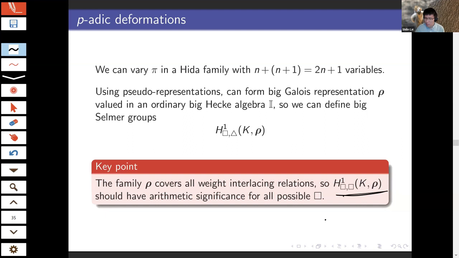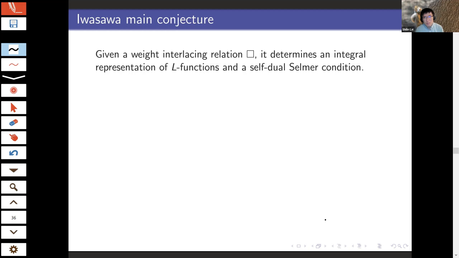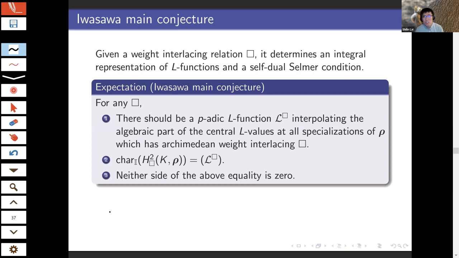I'm short on time. So we have a sort of unexpected form of Iwasawa main conjecture, which says there should be a p-adic L-function interpolating the central L-values as a specialization with the Archimedean weight interlacing square. That's the point I was making, that the integral representation depends very crucially on the Archimedean behavior. So there is no reason a priori to expect a p-adic L-function to interpolate multiple regions. There shouldn't be. So there is one p-adic L-function per square, and we have defined the Selmer group.